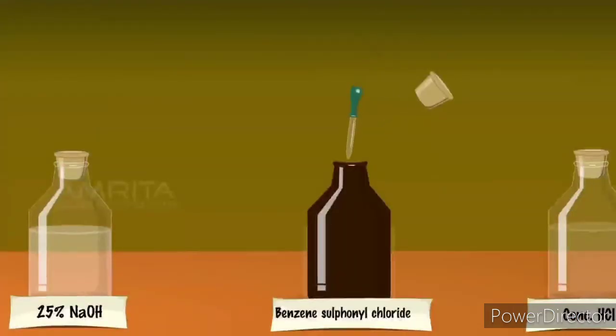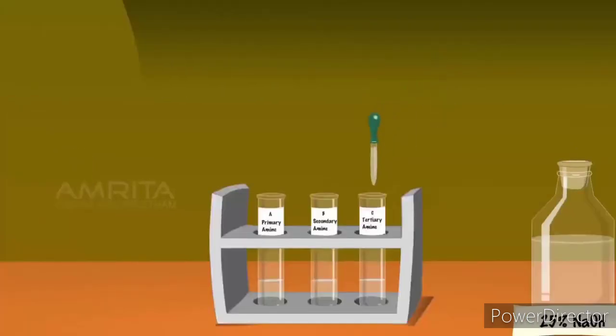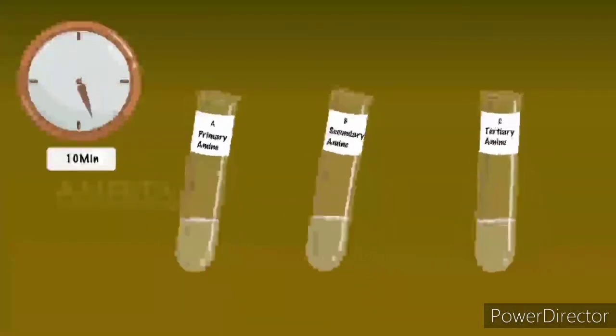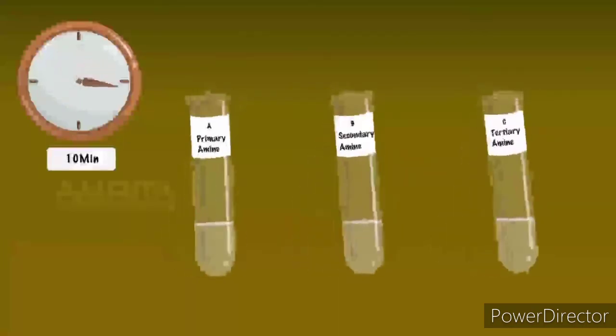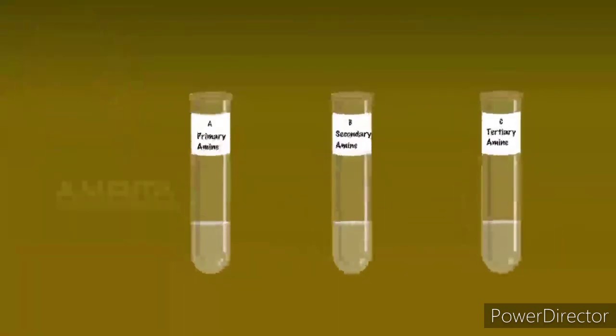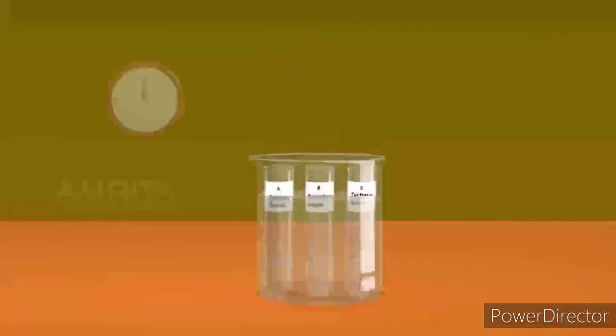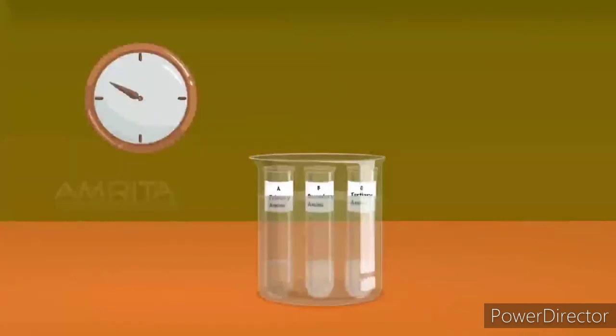Using a dropper, take a small quantity of benzene sulfonyl chloride and add a few drops of it into the test tubes A, B and C. Shake the test tubes well. Cool the test tubes by placing them in a beaker containing water.